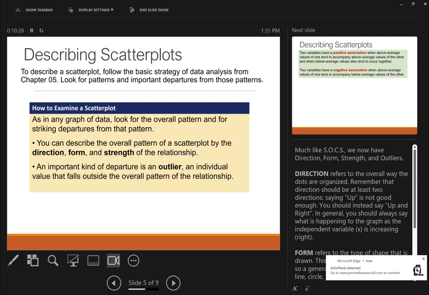And the fourth thing is outliers. What does this essentially sound like to you guys? This sounds like SOCS to me, right? Strength, outlier, center, spread is kind of the same thing.